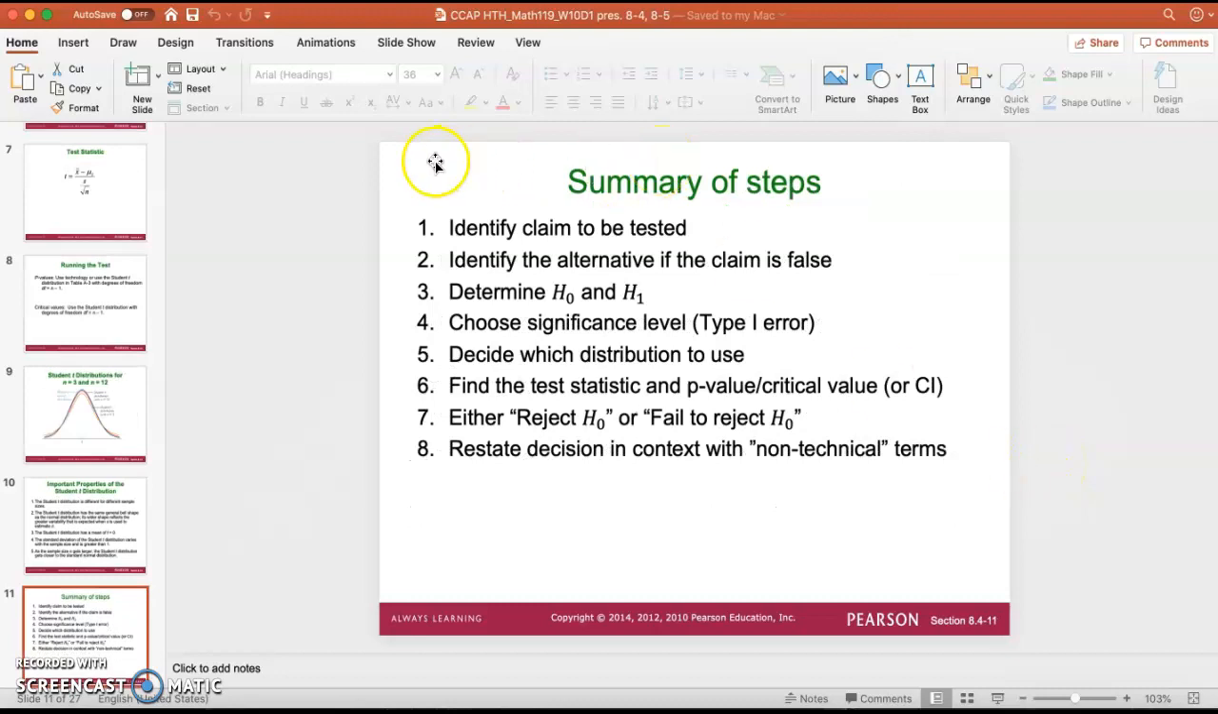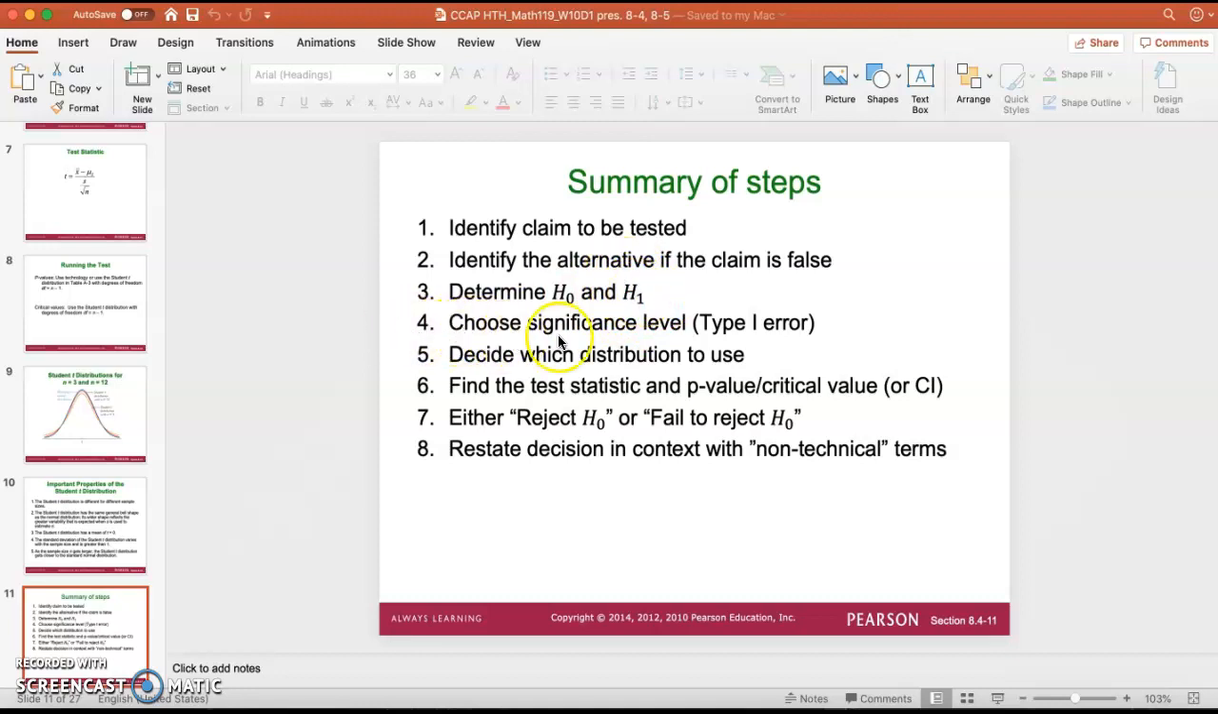Now, before we do an example, again, just a quick summary of the steps for a hypothesis test. Identify what claim you want to be testing, and then identify the alternative as if that original claim in step 1 was false. In step 3, you're determining which of those two will be your null hypothesis and alternative hypothesis. Now, null hypothesis will still be typically the one that involves equality somewhere in the statement, and then the alternative will involve some form of not equals.